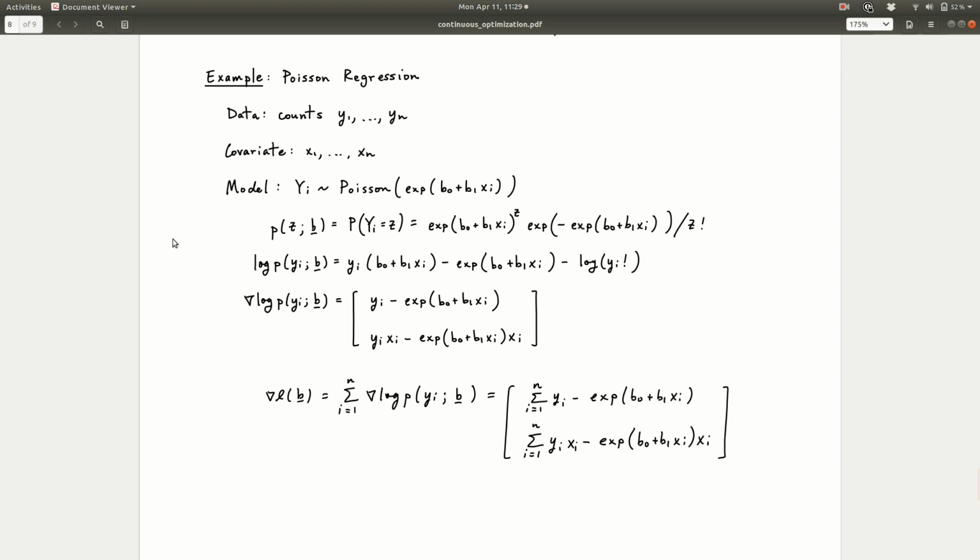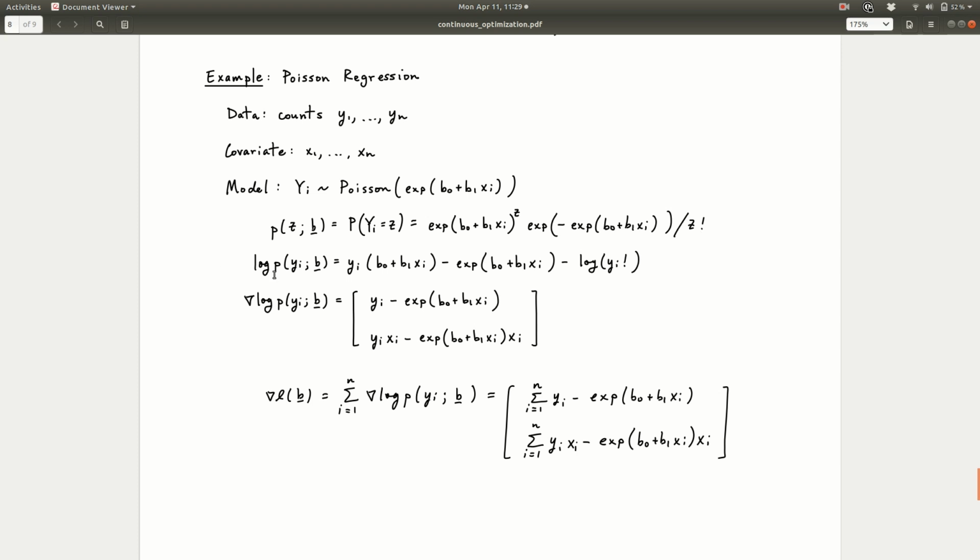Now the probability mass function for the Poisson is the following. So lowercase p of z, where z is going to be a non-negative integer. It's going to depend also on the unknown parameters, b0 and b1. And we write it this way, probability yi equals z. And you may remember this formula. It's like lambda to the z, e to the minus lambda over z factorial.